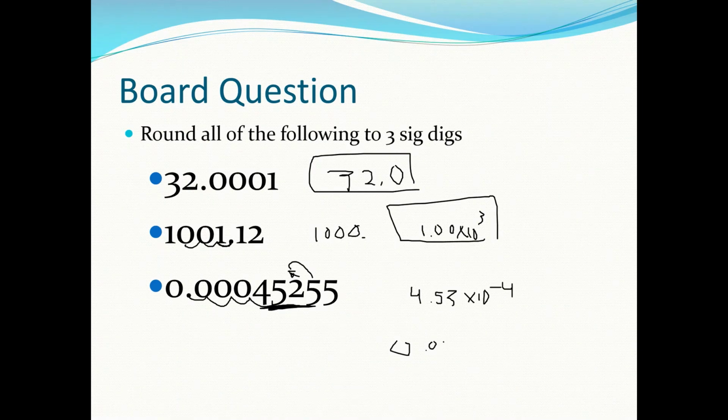Technically, this is the correct answer as well. Because these aren't significant, this is still 3 Sig Digs, but this is a much nicer way of writing it because you don't want a whole bunch of zeros in your answer. It's hard to read and it's ugly and you make mistakes in your calculator. So this is a better answer, but this is technically correct as well.